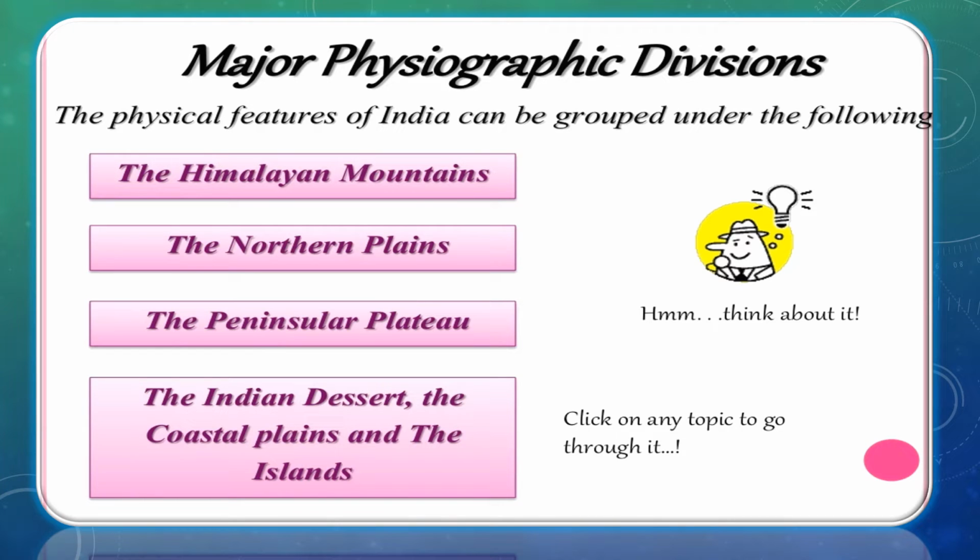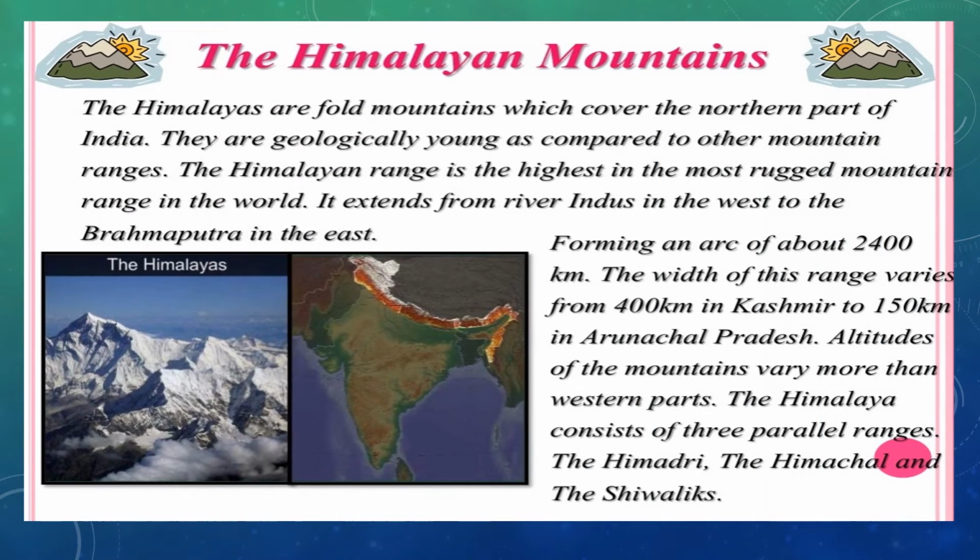Now in the major physiographic divisions, today we are going to learn only about the Himalayan mountains. The Himalayas are young fold mountains, but you have to call them only fold mountains, which cover the northern part of India. They are geologically young as compared to other mountain ranges. So find out which are the old fold mountains.